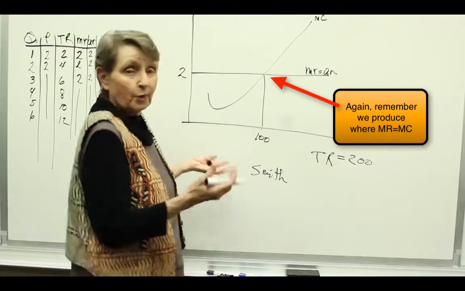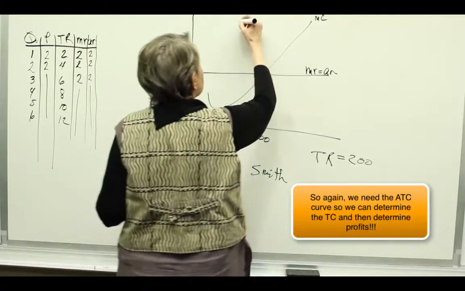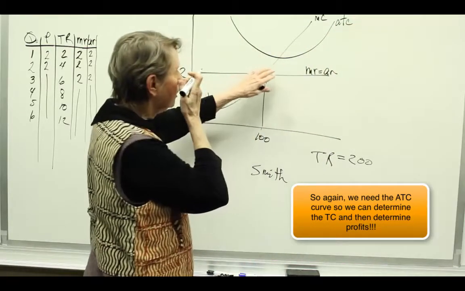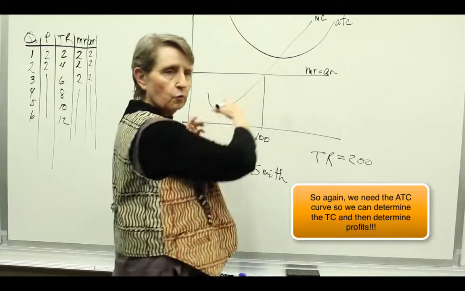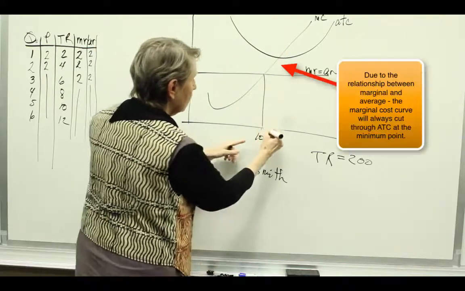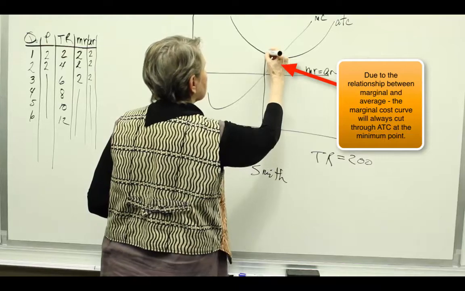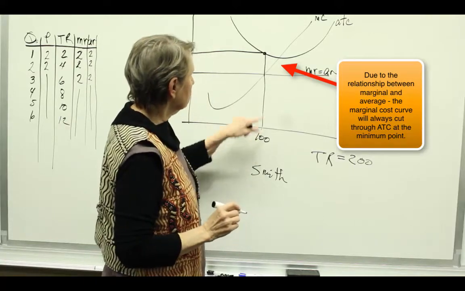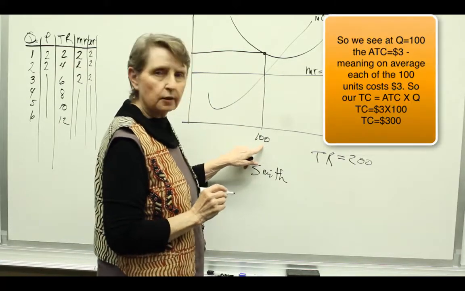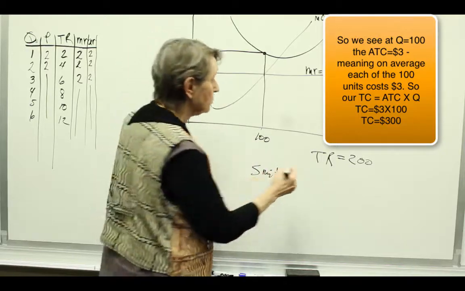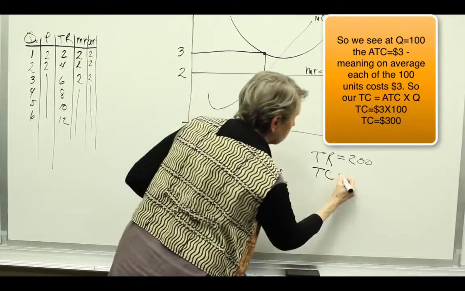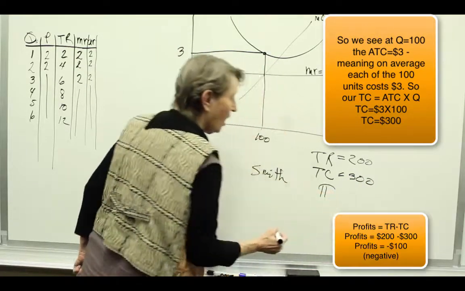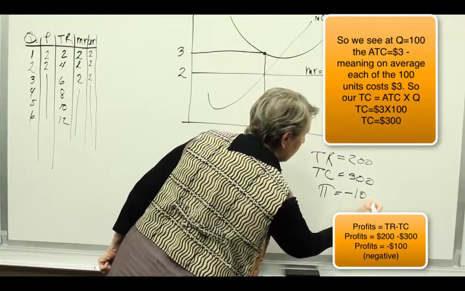Farmer Smith's total cost, we need an average total cost curve. So let's put one in here. Average total cost. You'll notice every time I draw these average total cost curves, the bottom of them is where marginal cost cuts through it. Okay, well, at 100 units, on average, each one of these 100 units costs $3 a piece. So Farmer Smith's total costs are $300. So Farmer Smith's profit is minus $100.